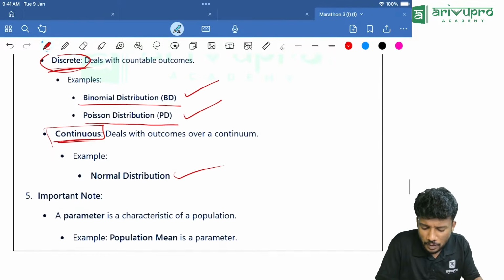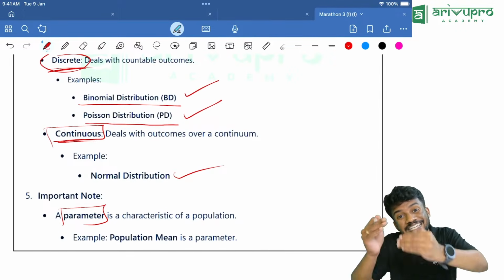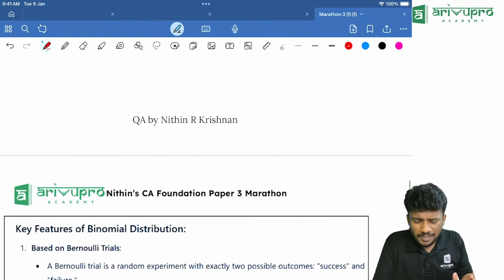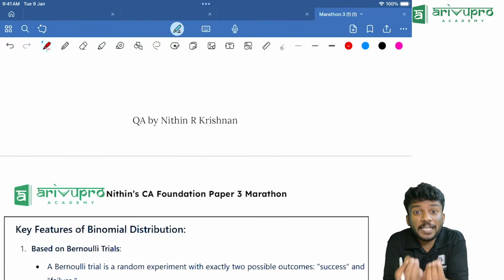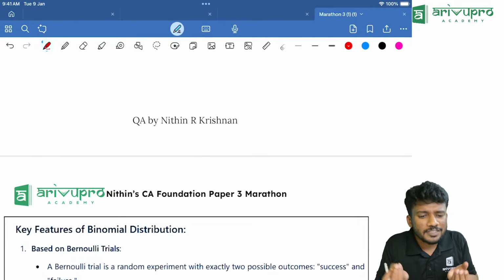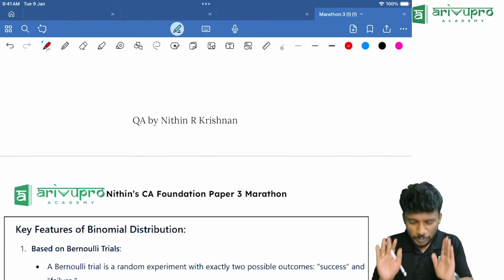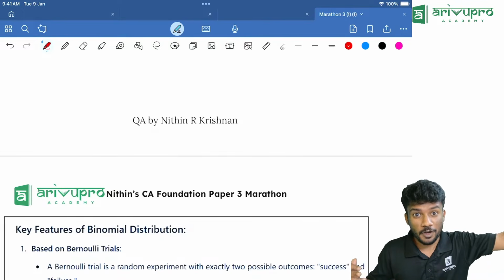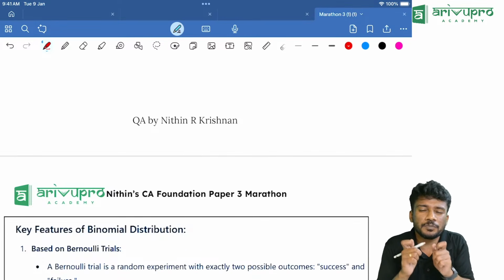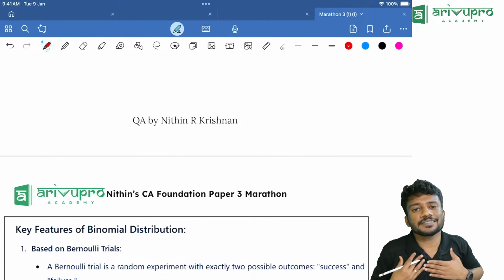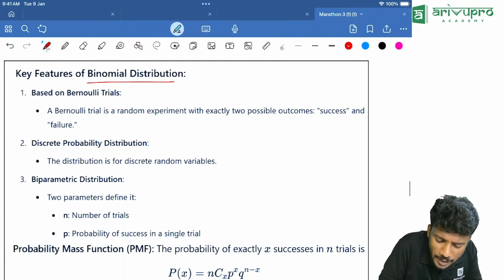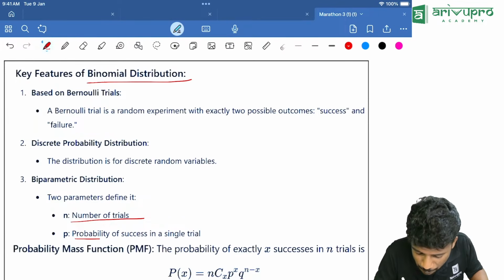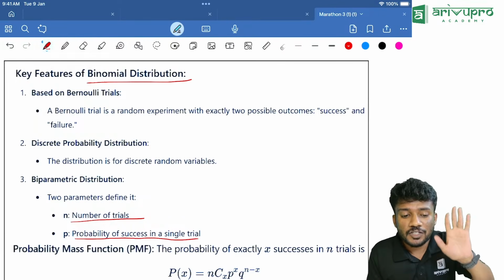Now, we will talk about something called a parameter, which we will see in each and every type. What is the parameter? Parameter is nothing but, in simple language, something which you are using just to find something else. In order to know the population character better, or in order to predict something in the future, we will always use something called a character. That character is nothing but its parameter. Now for our binomial distribution, we have two parameters. First parameter is number of trials. Second parameter is probability of success in a single trial.